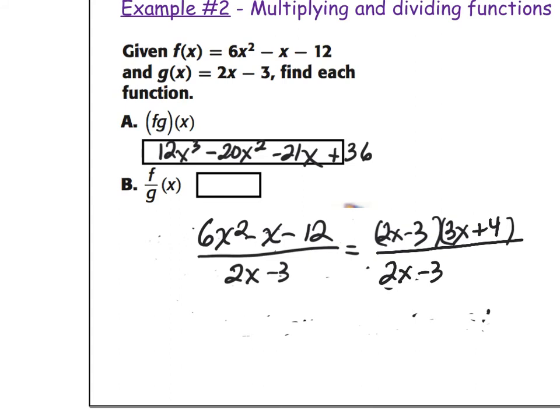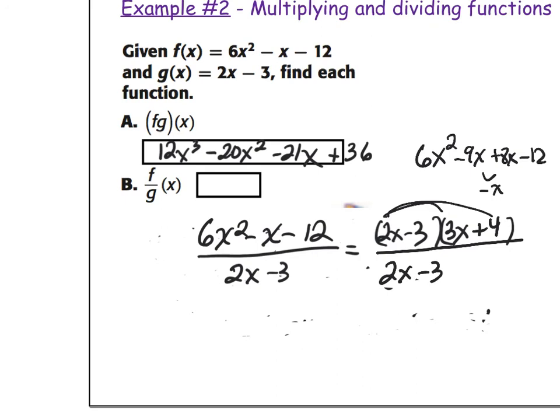That does work because the first two terms give me 6x squared. The middle terms give me minus 9x. The last terms here give me plus 8x minus 12, and those two combine to be negative x. So that does work.